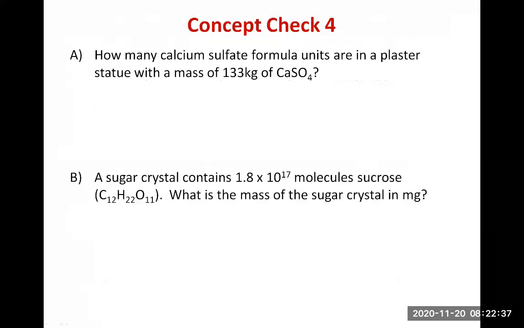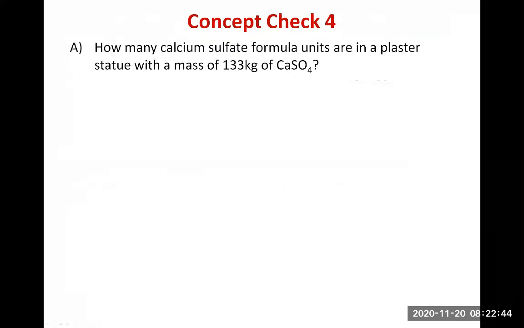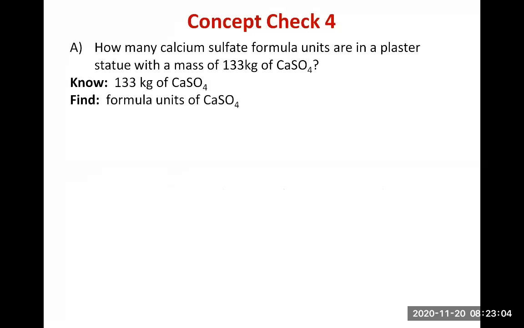Let's do some concept checks now. We will do 2 and we'll start with A. How many calcium sulfate formula units are in a plaster statue with a mass of 133 kilograms of calcium sulfate? So what is given here? The mass of calcium sulfate in kilograms, 133. We want to find the number of formula units of calcium sulfate in that mass.